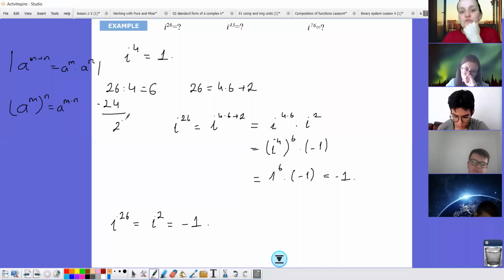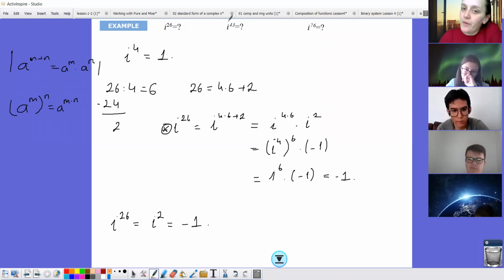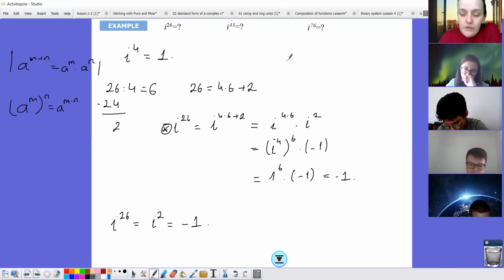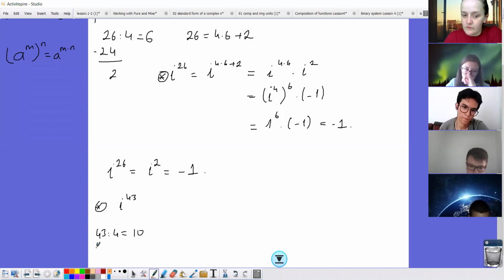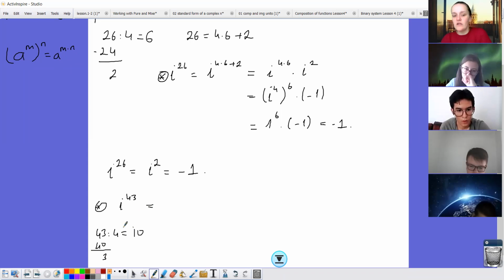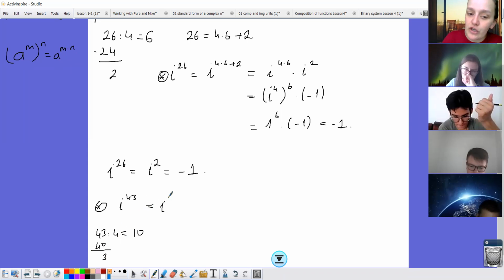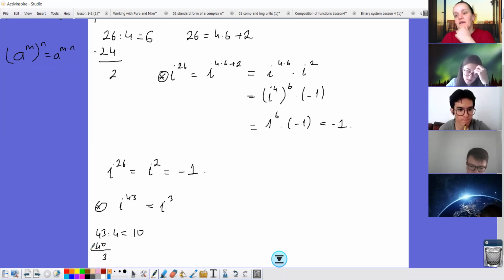So what I am trying to say is, you will take the power, divide it by 4, and take the remainder directly. For example, for the second one, we have i to the power of 43. Now, I will divide 43 by 4. What is the result? 10. 10 times 4 is 40. The remainder is 3. So according to the rule, I can take i cubed directly.